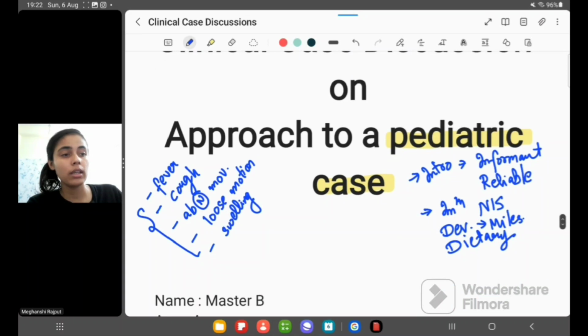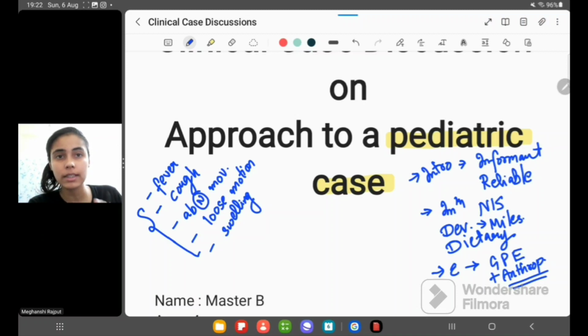Okay. Then in examination, more important than the systemic examination, the general physical examination is of utmost importance, along with the anthropometry. In every child, anthropometry has to be taken. Even if the child is 16 years old, yes, you need to take anthropometry. For that, you take the weight and height, then calculate the BMI and plot it on an IAP growth chart.